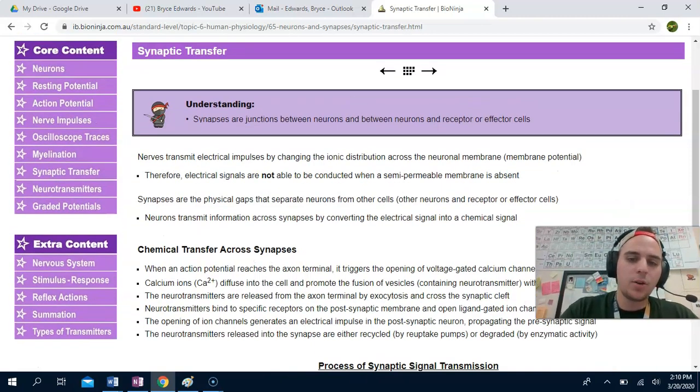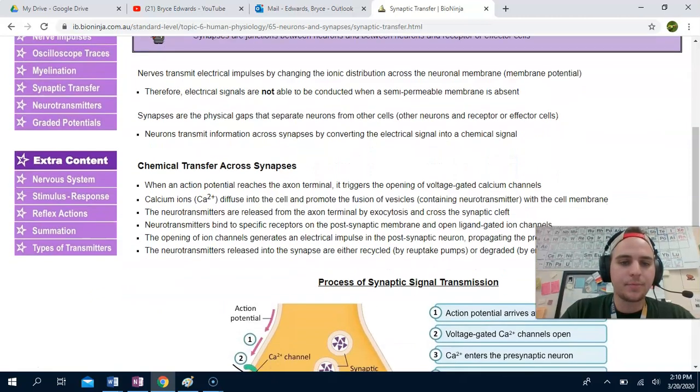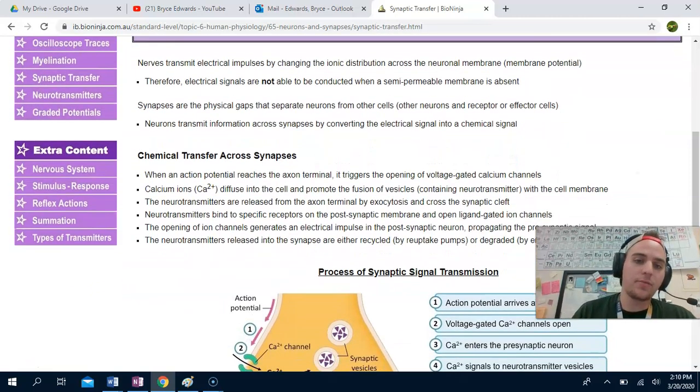Okay, so the way that nerves actually transmit the electrical signals and transfer them to another nerve or another part of the body is through synapses. First off, this is actually really important to understand. Electrical signals are not able to be conducted if you don't have a membrane. If you've got a bit of tissue that doesn't have the semi-permeable membrane, this phospholipid bilayer, the cell membrane, it doesn't work.